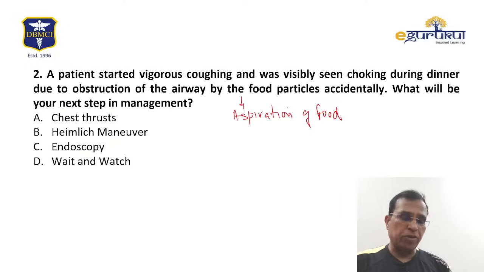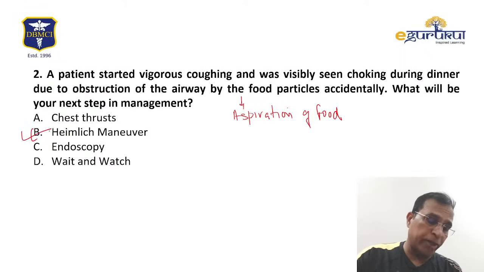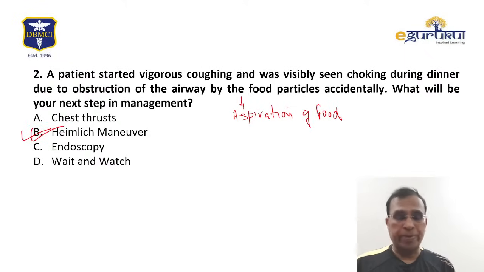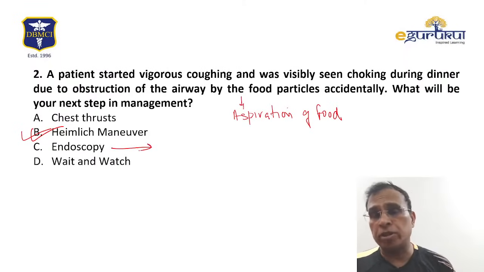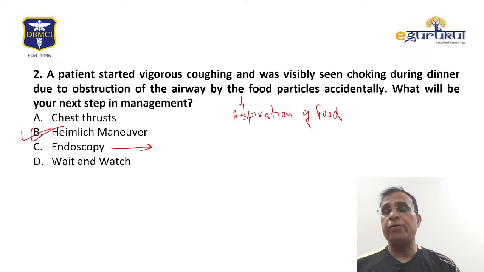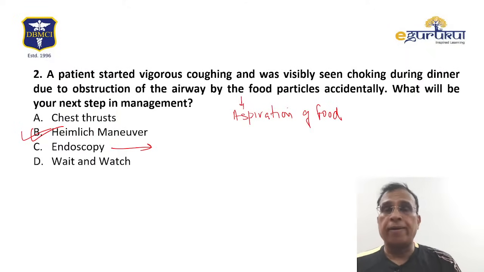And if there is aspiration of food, what is the next thing that you do immediately? Everybody knows, even non-medicals know, that we have to do the Heimlich maneuver straight away. When there is choking due to food, you have to do the Heimlich maneuver. Endoscopy: by the time you take the patient to the doctor and do the endoscopy, if the airway is completely blocked, the patient will not even reach the hospital alive. The patient might die on the way to the hospital. So you can't wait for that.